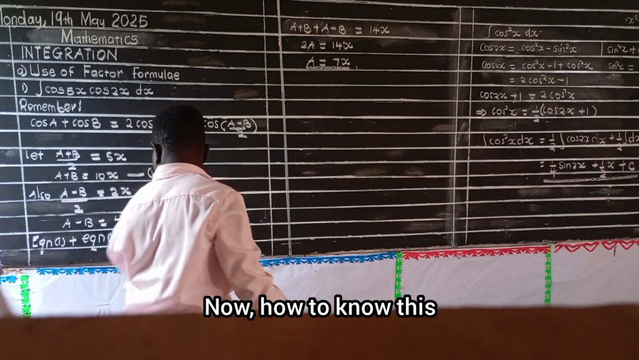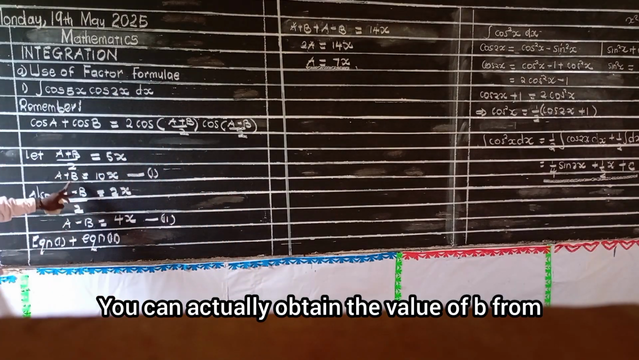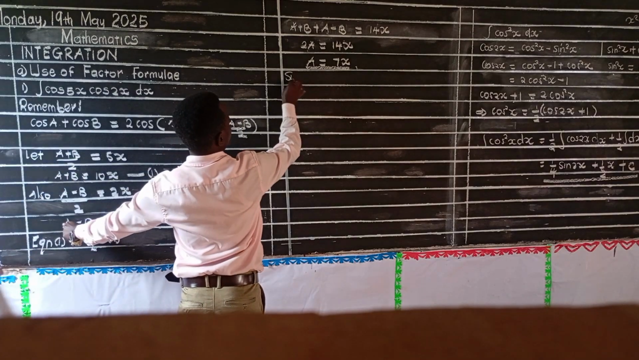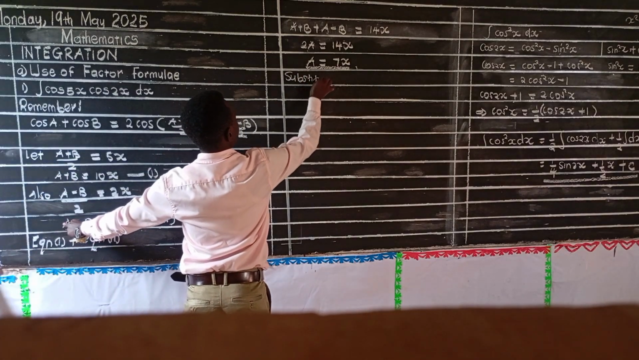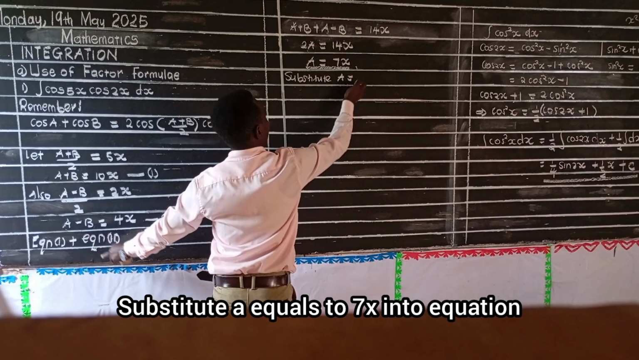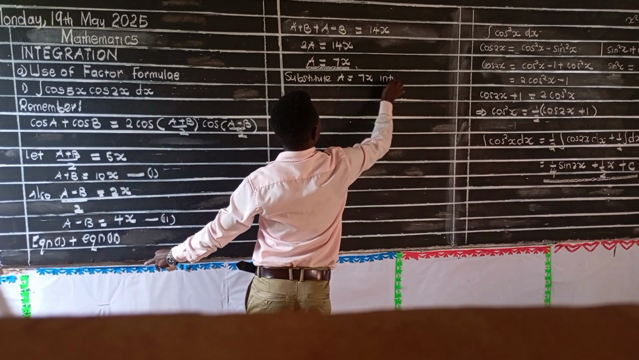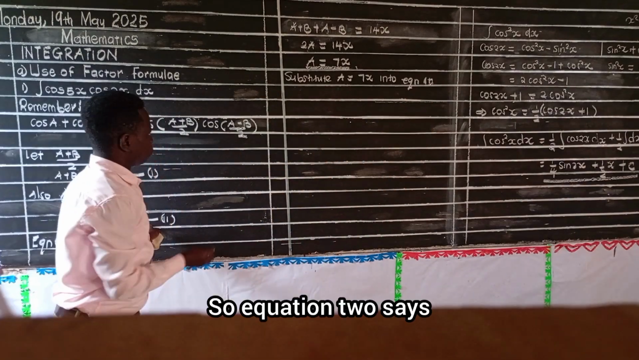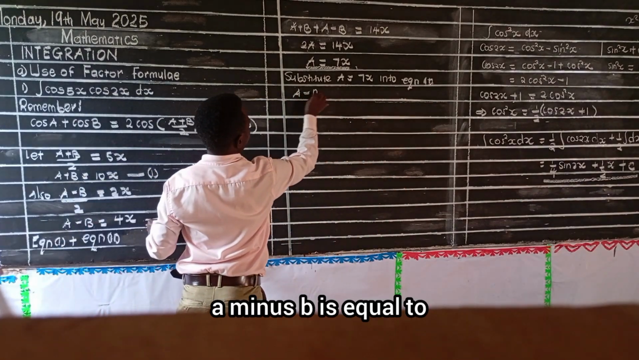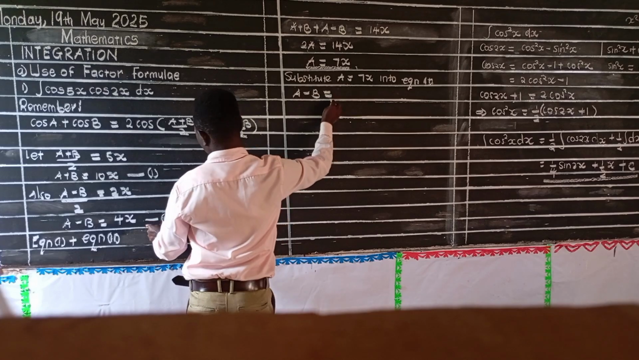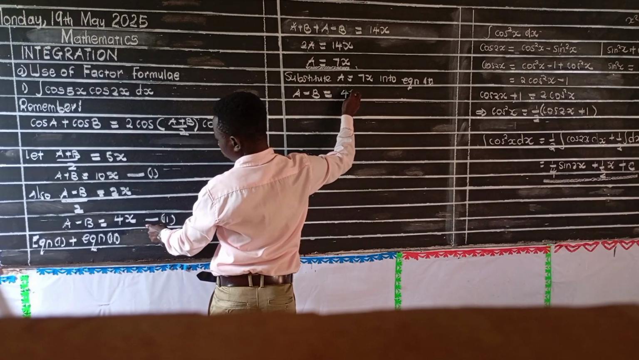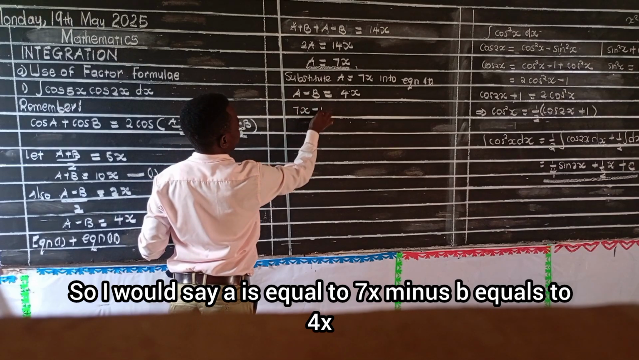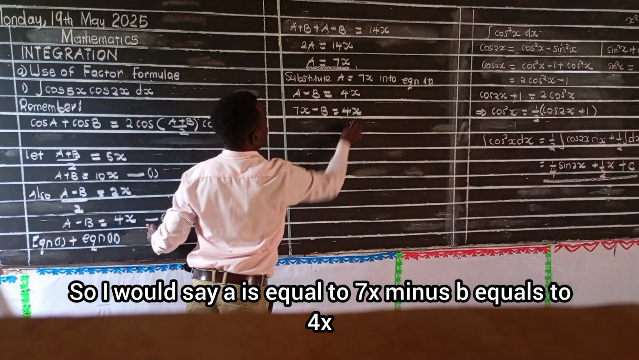Now, having known this, we can actually obtain the value of B from any of the two equations. So I will substitute A equals 7x into equation, let me use 2. So equation 2 says A minus B is equal to 4x. So I will say A is actually 7x, minus B equals 4x.